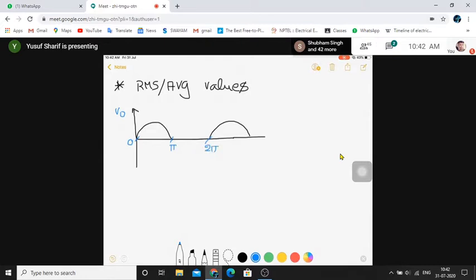Which circuit's waveform is this that I have drawn here? From where do you get this waveform? It is the single phase half wave rectifier. So what is the average value of this waveform? Let me give you one more parameter that is missing: the peak value is Vm. So what is the average value that you will be getting here?